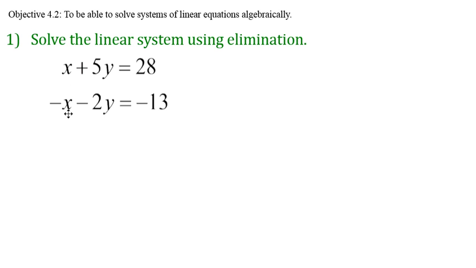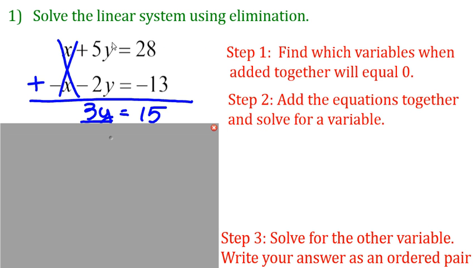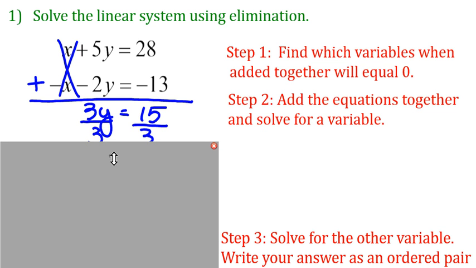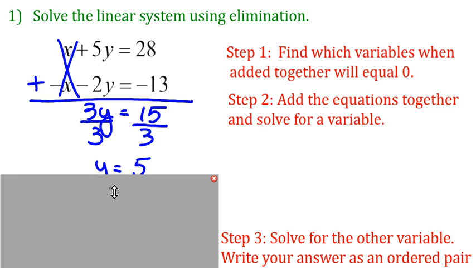So what if I just added the equations together to eliminate the variable x, because a positive 1x and a negative 1x is equivalent to 0. In doing so, when I add the y's together, a positive 5y and a negative 2y would give me 3y. And if I add my constants, 28 and negative 13, that gives me 15. So now I have an equation, 3y equals 15. I could easily get y alone by dividing both sides by 3. So 3y divided by 3 would just be y, and 15 divided by 3 is equal to 5. So here I have the value for y.